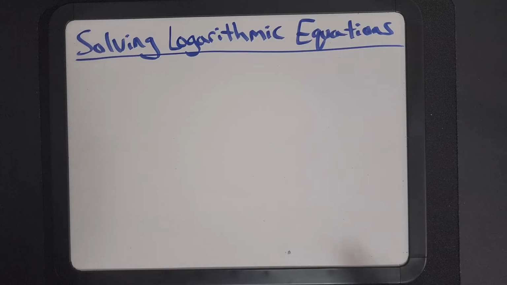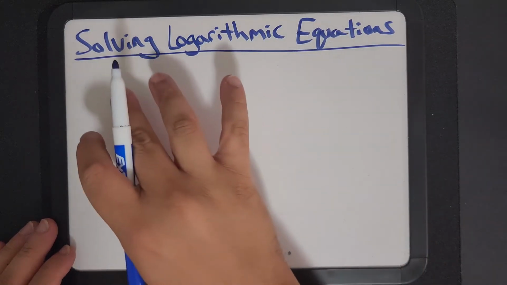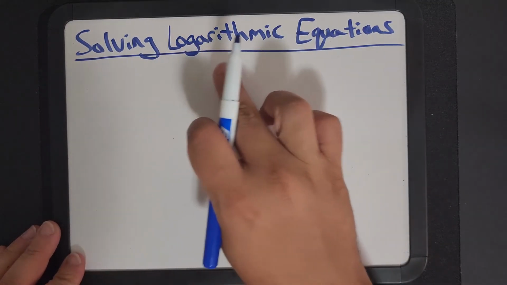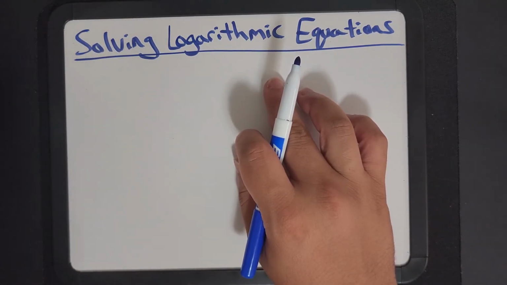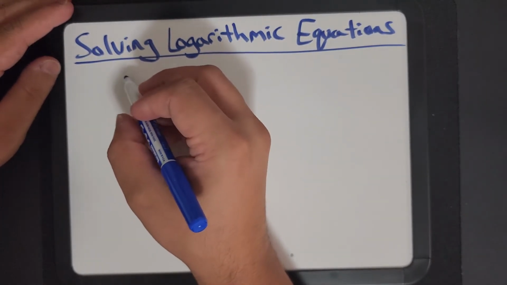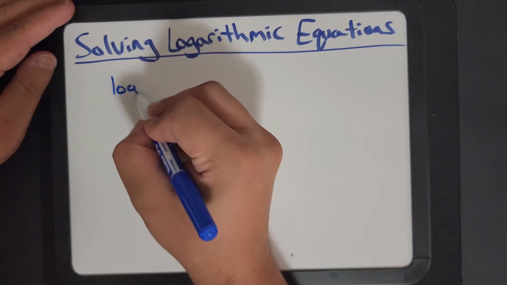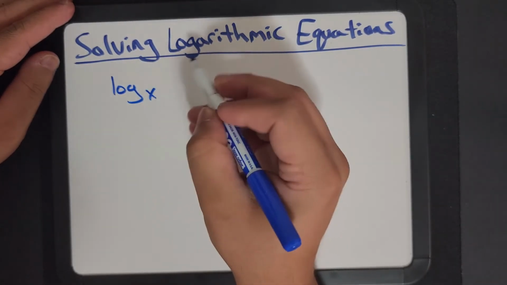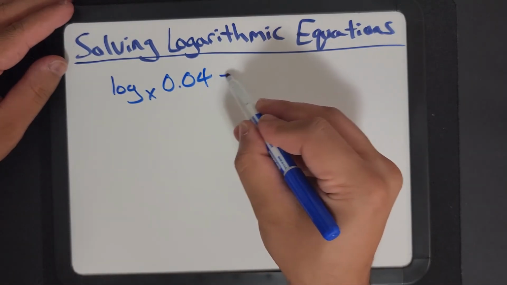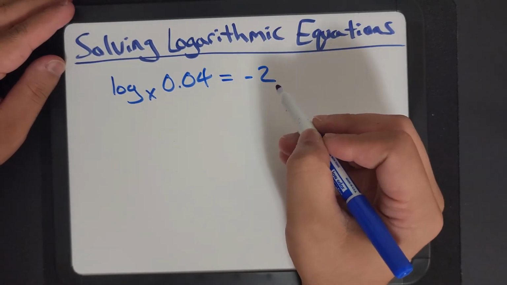Okay, so in this video we're going to be solving logarithmic equations. So let's start with an example. Say we have log base x of 0.04 is equal to negative 2.